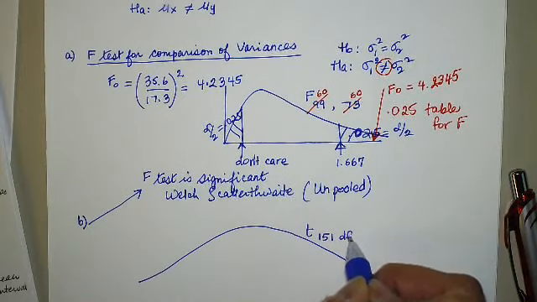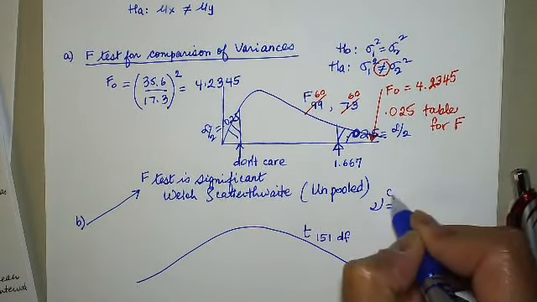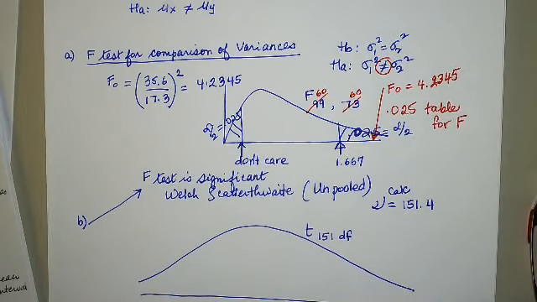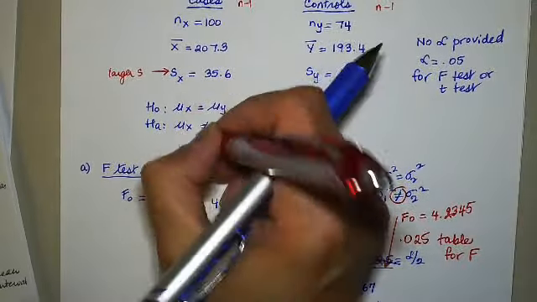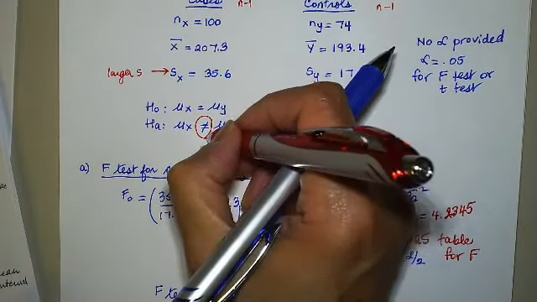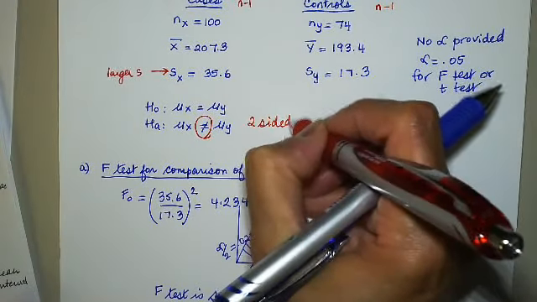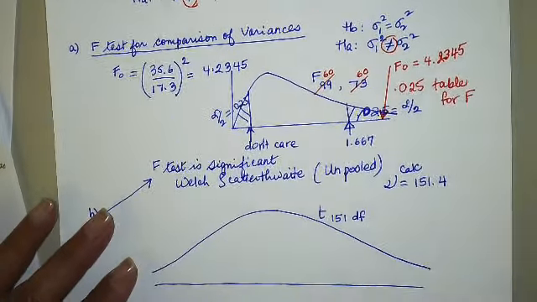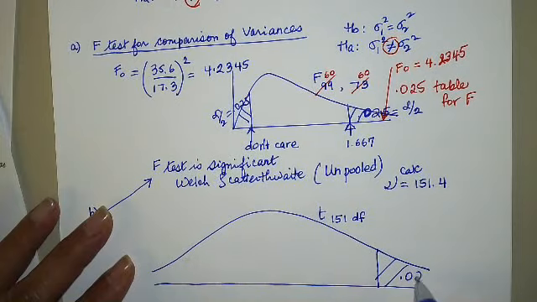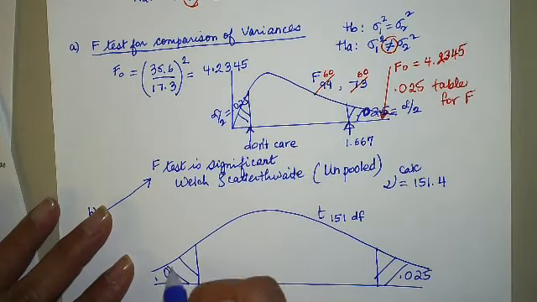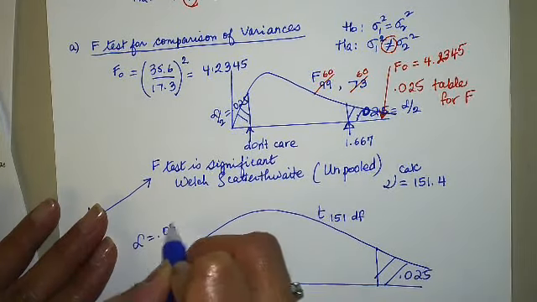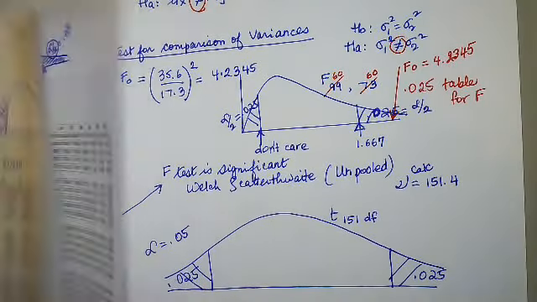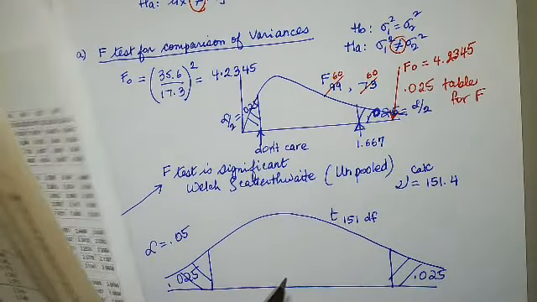So I'm going to do this test at 151 degrees of freedom, T at 151 degrees of freedom, because nu from the calculator was 151.4. And this is a two-sided t-test because of this. So two-sided. So I have 2 rejection regions here, 0.025 and 0.025, for a total of alpha equals 0.05.